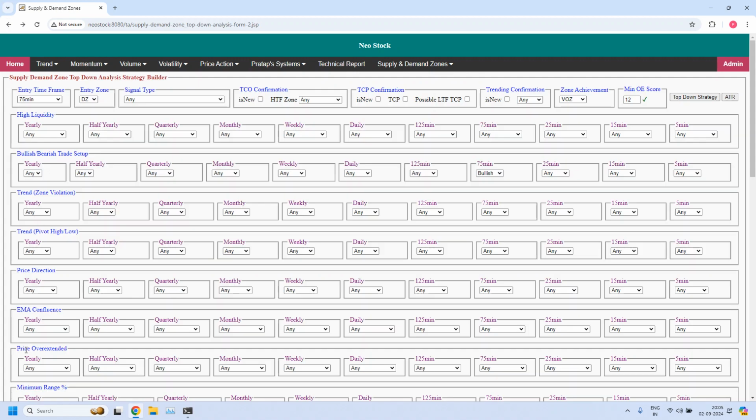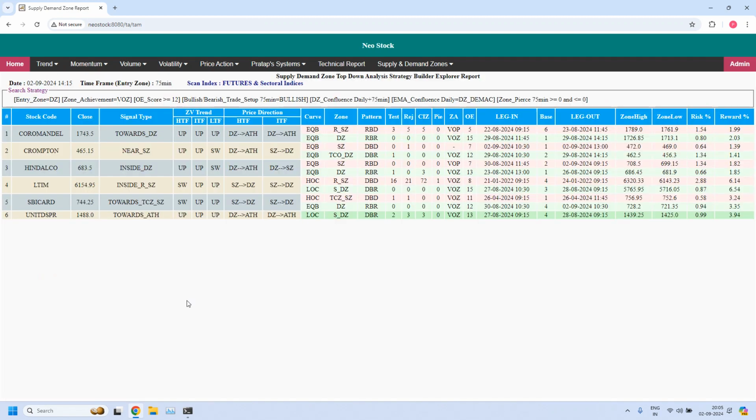So what I do, EMA confluence in the daily time frame, I am adding daily demand zone with daily EMA confluence. Six stocks are filtered. From the 11, the stocks are further filtered to 6. These 6 stocks are high probability trade setups. Currently they are supporting, because the daily zone and 75 minute zones are in confluence, and also the daily zone has a daily EMA confluence, and the daily trend is always uptrend.